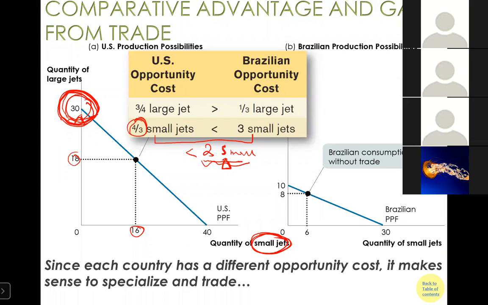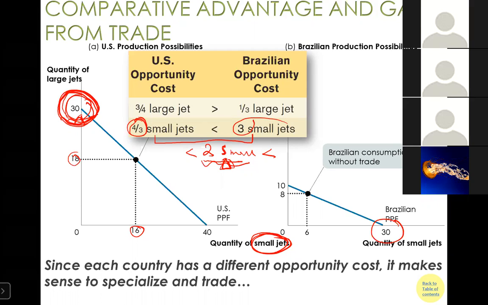Now let's look at Brazilian, to see whether they like it or not. Okay, Brazilian. They only have small jets. They also want the larger jet, right? But in order to produce a larger jet, they have to give up 3 small jets. Now in the international market, the market says I can sell a larger jet for 2 small jets. So this 2 is less than 3, meaning Brazilian is going to happily take the deal.